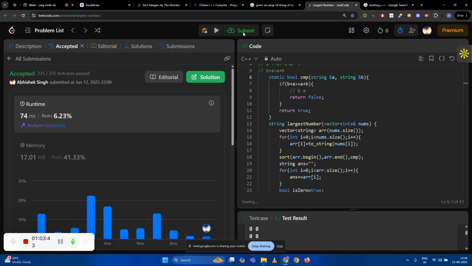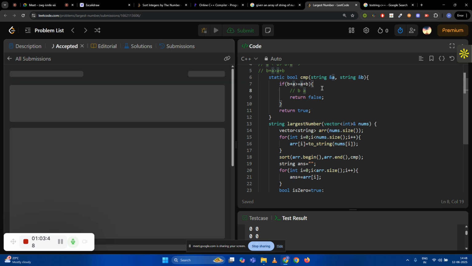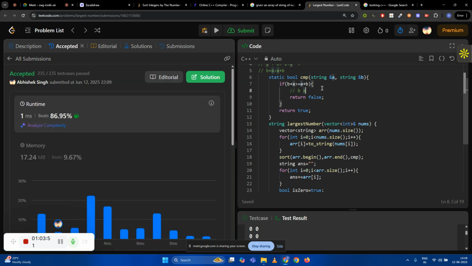Okay, one more thing here. I don't know the actual proof. But whenever both the things in the comparison are the same, in that case, always return false. So suppose B plus A and A plus B both are the same. In the equality case, also you have to return false, right? It means the ordering actually doesn't matter. If you write B first, A first, or B second, A second, it does not matter. In that case, also you have to return false. Otherwise, you will get a runtime error.